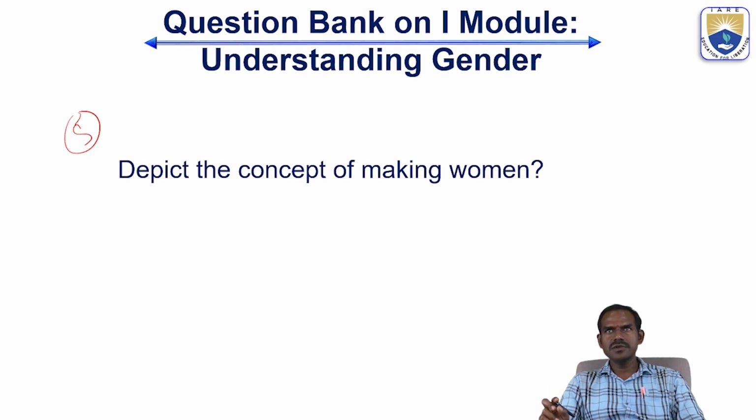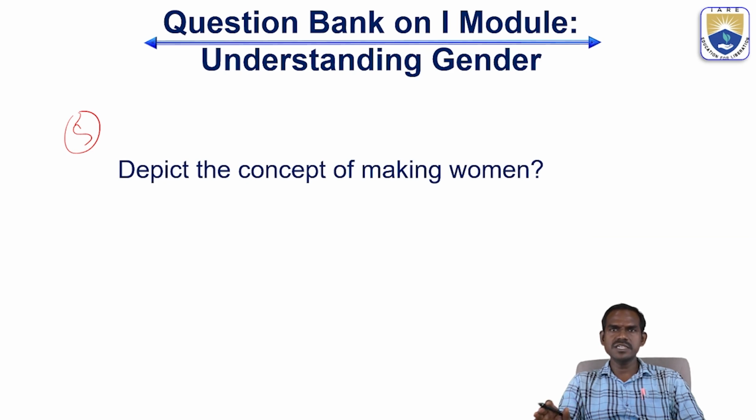Okay? So, how do you make woman in the society? Woman is made from the mother's womb. Similarly, male or man is also made from the mother's womb. But here, the concept of making woman means making her roles in the society. Okay, so making woman strong, you can say.